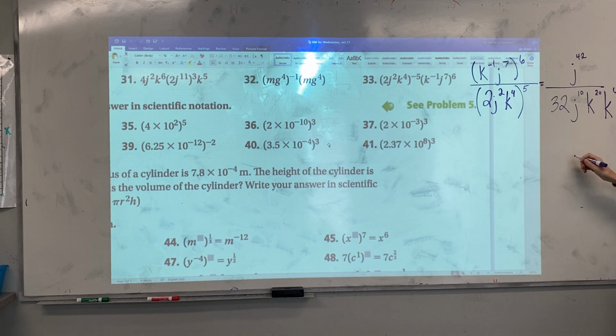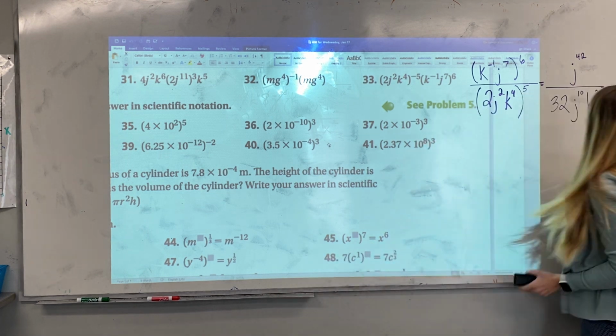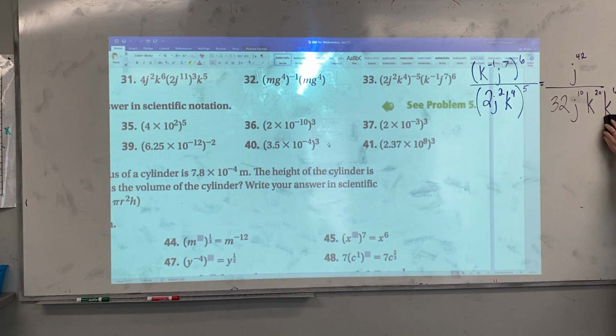Yep. So now in my numerator, I have j to the 42nd, and in my denominator, I have k to the 26th. So j to the 42nd over 32, j to the 10th, k to the 26th. Could this be more complicated? Yeah. Tomorrow we will learn about what to do when we have same bases in a numerator and a denominator.